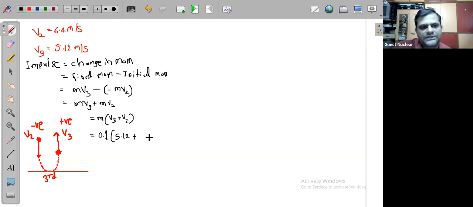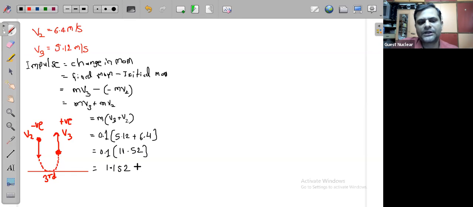So v3 is actually 5.12 and v2 is actually 6.4 here. If we add these two, then we get 0.1 into, what is the addition? It's going to be 11.52. Yes. And if you multiply this by 0.1, then the decimal point will get shifted one digit to the left, so as to become 1.152. And as we know, momentum is measured in kilogram meter per second.